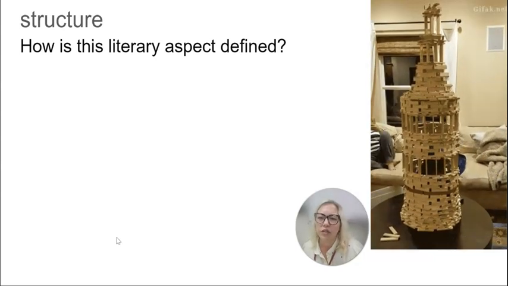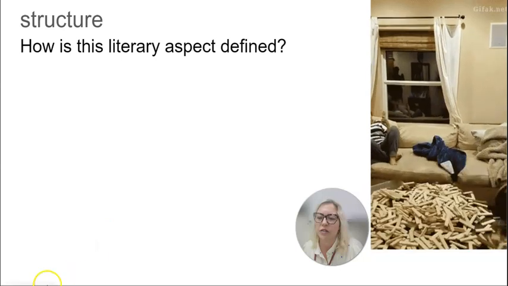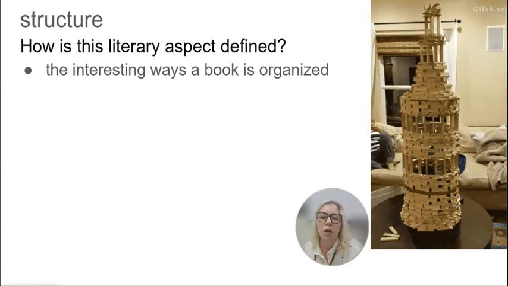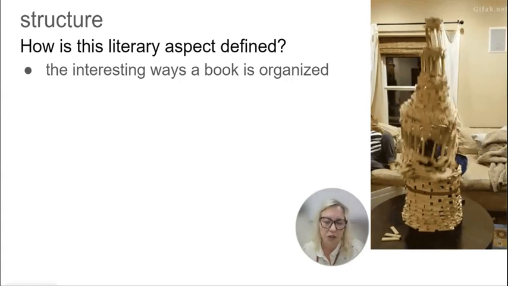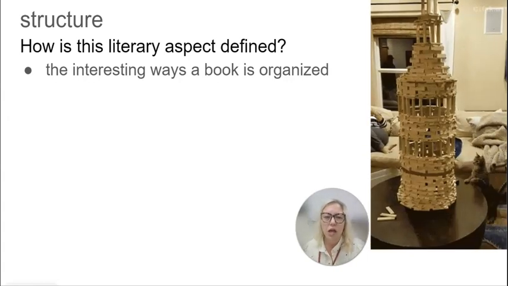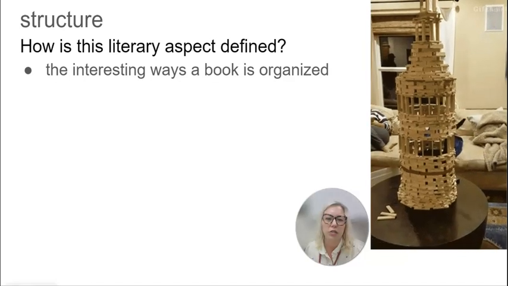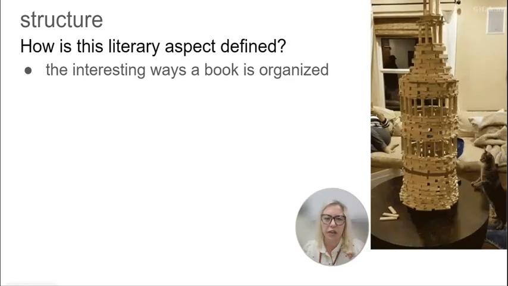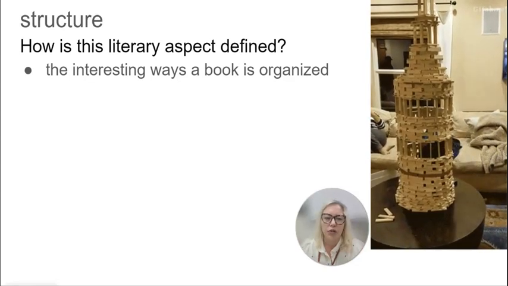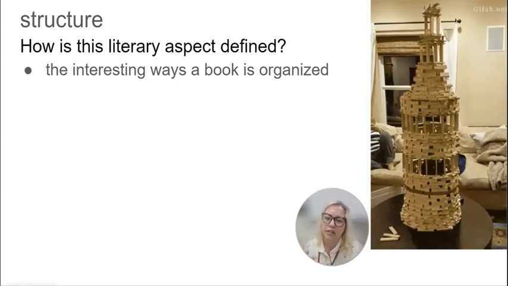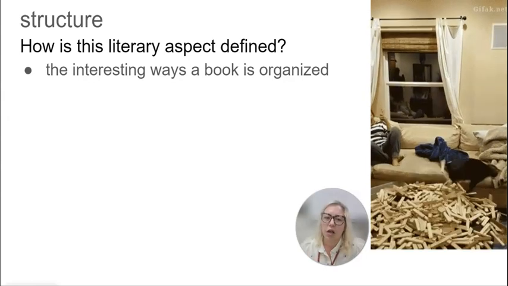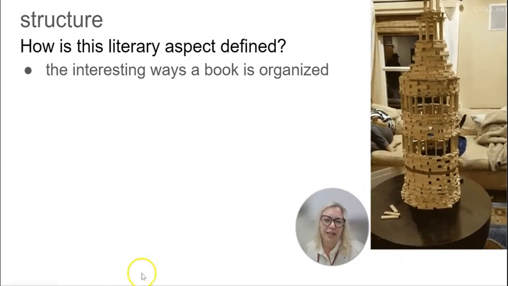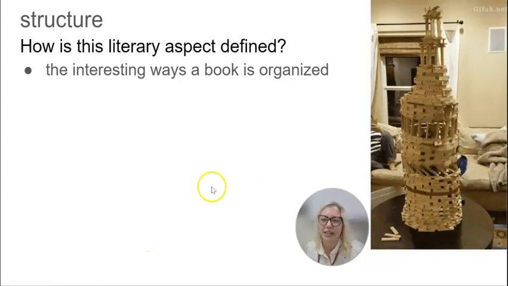First of all, how is this literary aspect defined? Well, structure is the interesting ways that a book is organized or a piece of literature is organized. So how is the book told, how are things put together? How does one part work with the next part? How are they all stacked up on top of each other? Hopefully in a way that they won't fall on the little kitty.